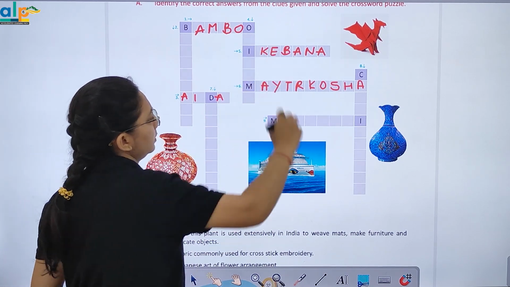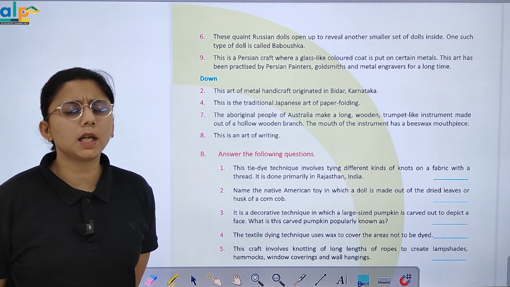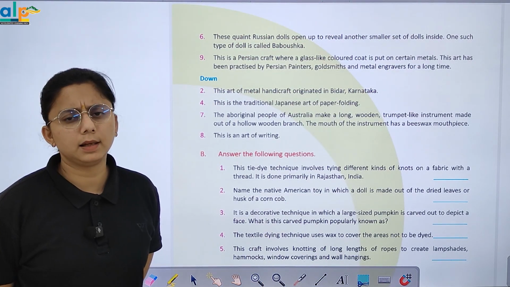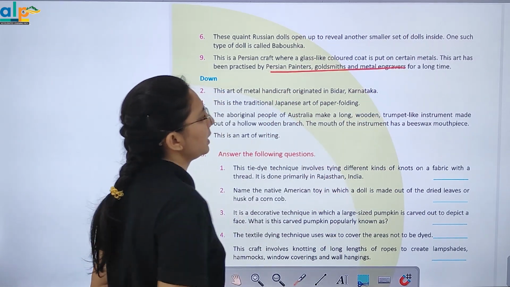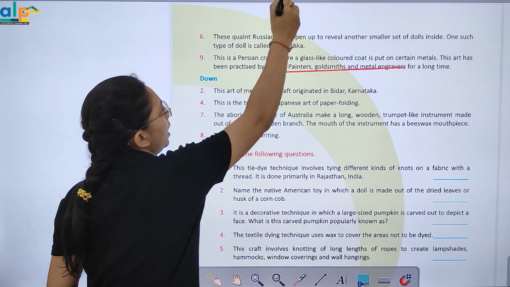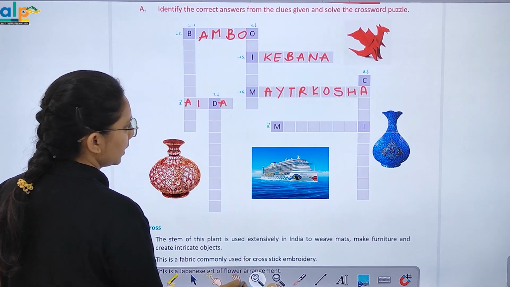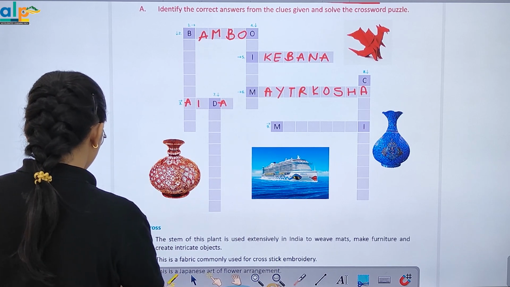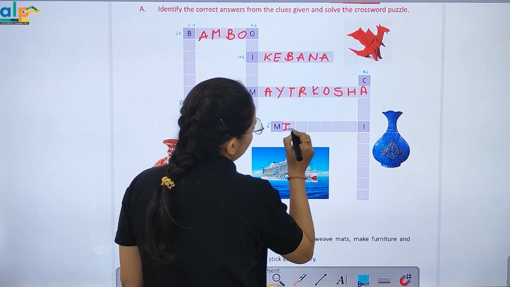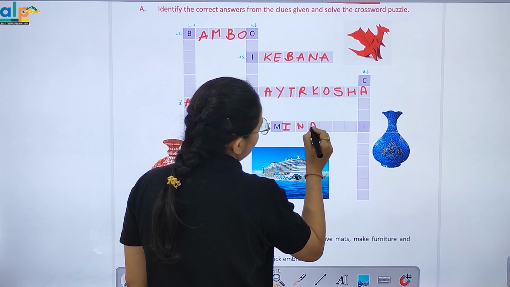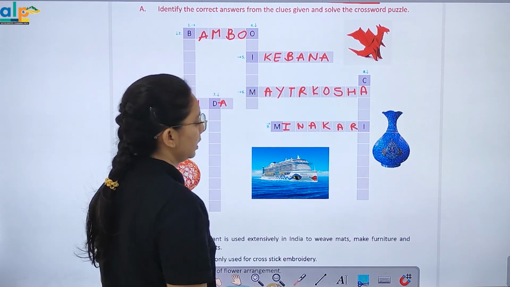Next one is, this is a Persian craft where a glass-like colored coat is put on a certain metal, and this art has been practiced by Persian painters, goldsmiths and metal engravers for a long time. Right? This is ninth one. What we call it? Minakari.